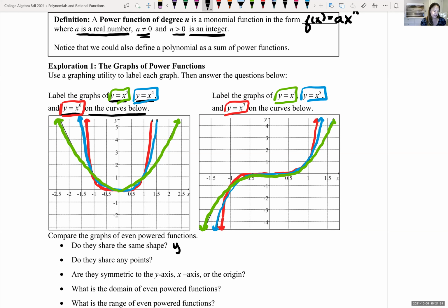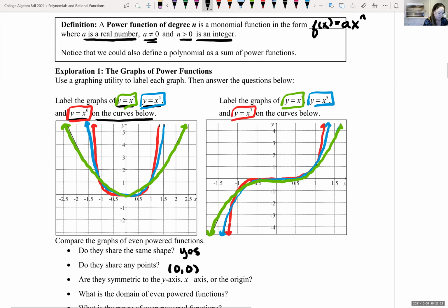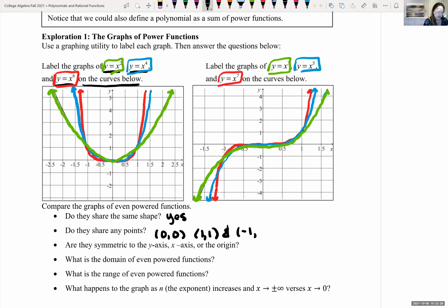Do they share any points? Yeah, they would. What about 0, 0? We can see that they also have other points that they share in common. So what about positive 1? If we plug in 1 there, raising 1 to the 2nd power, squaring it, is the same as 1 to the 4th or 1 to the 6th. So the point (1, 1) would be the same. Negative 1, raising it to an even power is positive 1.